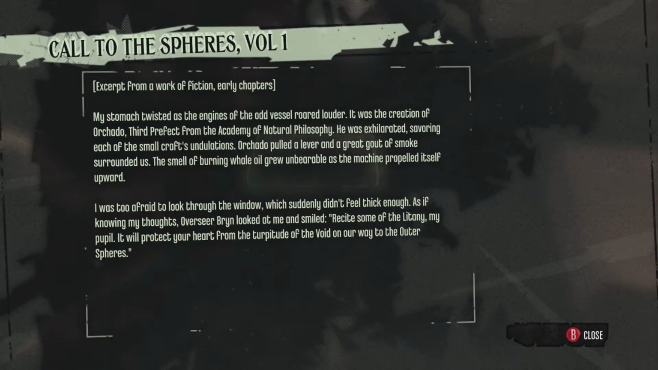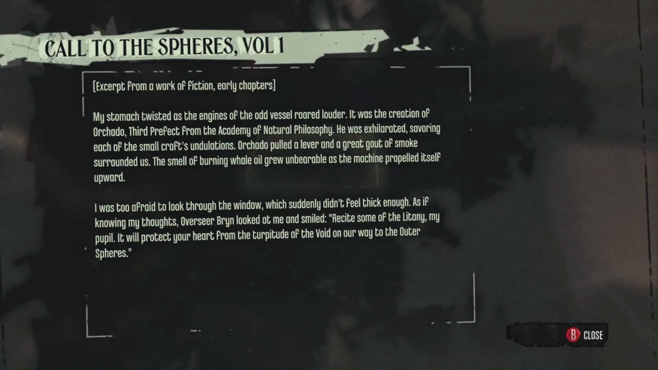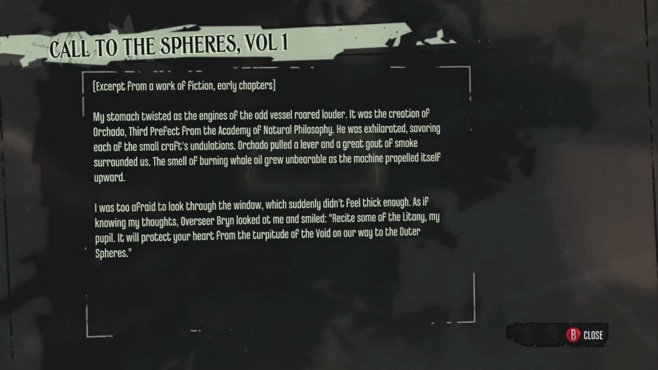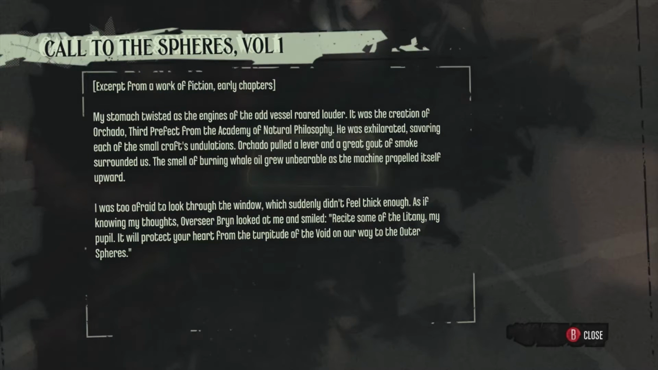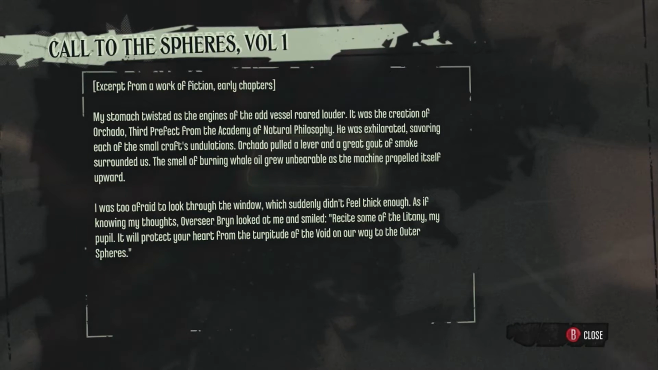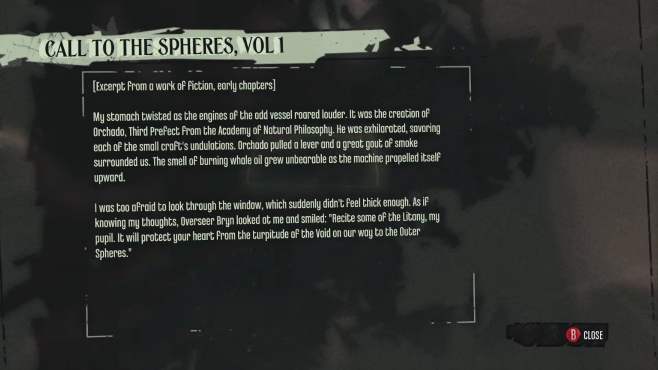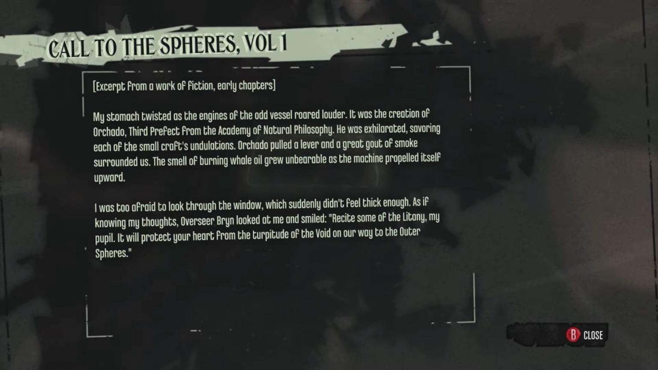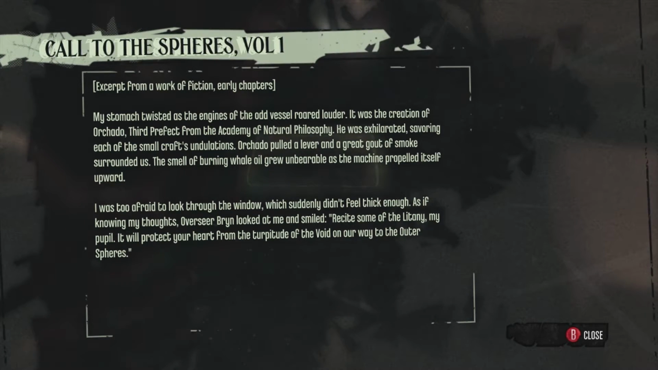My stomach twisted as the engines of the old vessel roared louder. It was the creation of Orcado, 3rd Prefect from the Academy of Natural Philosophy. So a prefect is like a head supervisor of a department. He was exhilarated, savoring each of the small craft's undulations. An undulation is a wavy motion or a swaying vibration. Orcado pulled a lever and a great gout of smoke surrounded us. Gout is actually a type of joint inflammation, but in this context, I think he's meaning a spurt of smoke.